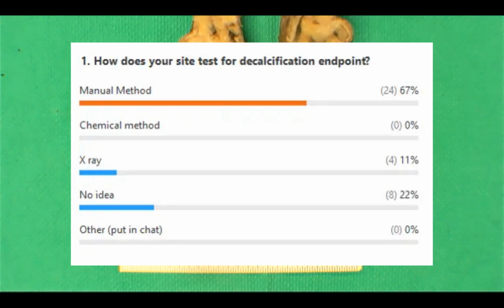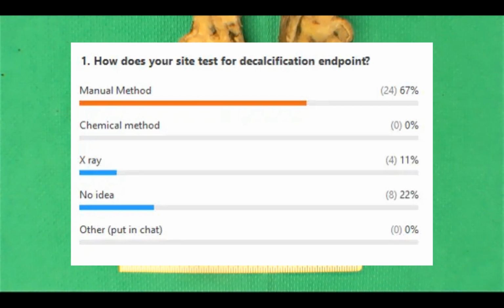The manual method is tried and true. It may not be the most scientific, but it works. I'm curious to know, is this usually by just bending, or is it by poking with a scalpel or a probe of sorts? Or the bounce method. Probe or scalpel, great. Interesting to see that nobody's chosen the chemical method.